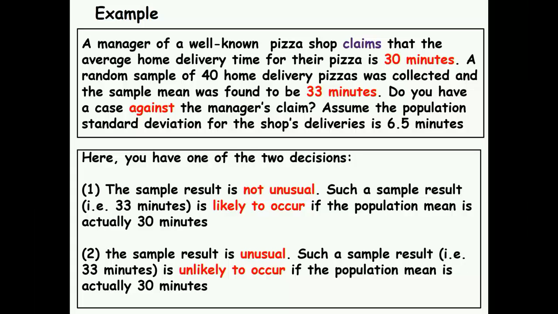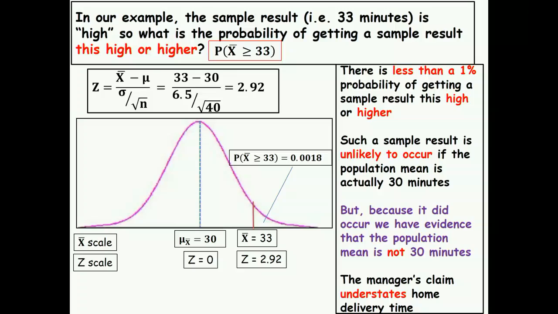Because always there is a claim, and you want to test that claim, either to refute it or to get some evidence. In this case, 33 is greater than 30. I am trying to find the probability of 33 or higher. The probability of 33 or higher is very small. So I am saying that if the claim is correct, I shouldn't get this result, this 33, if what this person is saying is really 30 minutes.